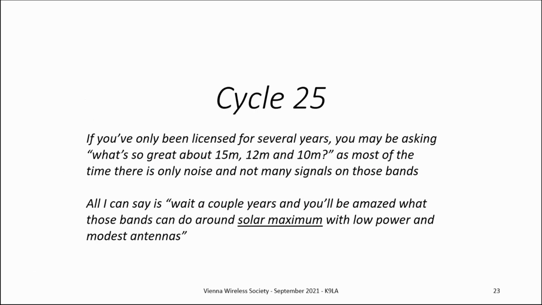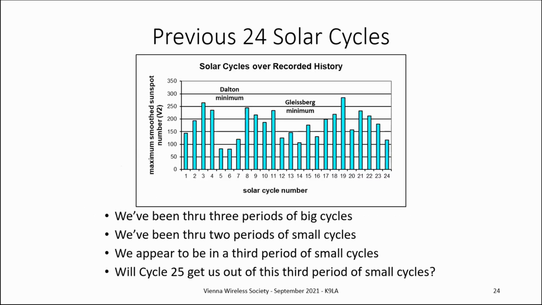Okay, let's get into cycle 25. I don't know how many of you have only been licensed for 5, 6 years. But if you have been licensed within the last 5 to 6 years, you're probably asking yourself, what's so great about 15, 12, and 10 meters? I mean, most of the time there's only noise and not many signals on those bands. Well, all I can say is wait a couple of years and you'll be amazed what these bands can do around solar maximum with low power and modest antennas.